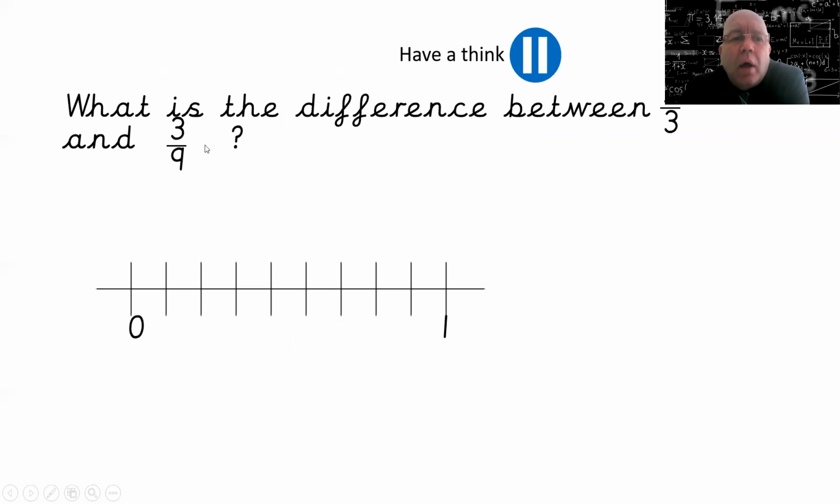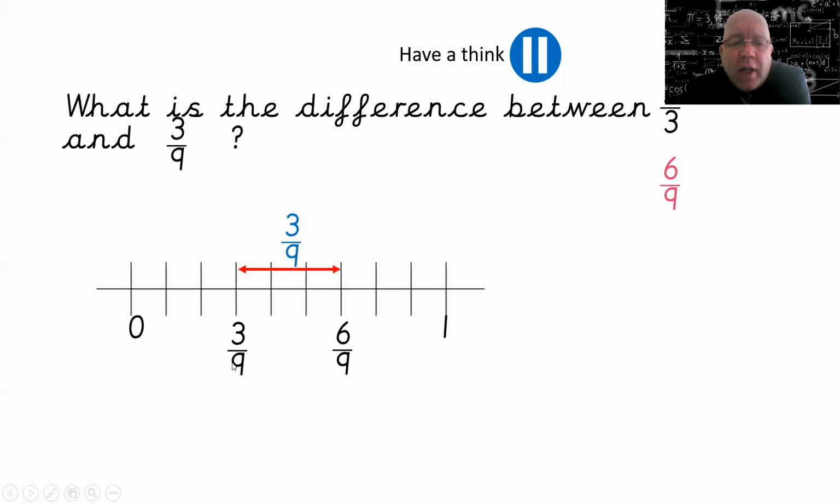What about this one? What's the difference between 2/3 and 3/9? There's our number line. This time it's split into ninths. But have a think. What do you think the answer is to this one? Okay, for this one, we're going to turn our 2/3 into ninths. So 2/3, top and bottom by 3 is 6/9. So we've got our 6/9, which will be there on our number line, our 3/9 there, and we've got 1, 2, 3 steps. The difference is 3/9.